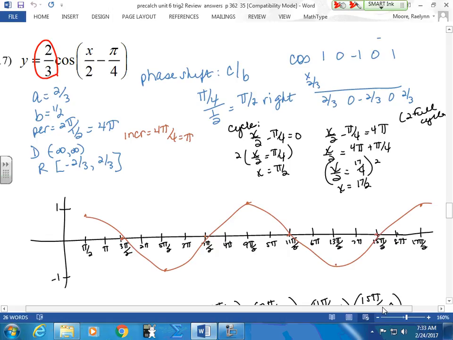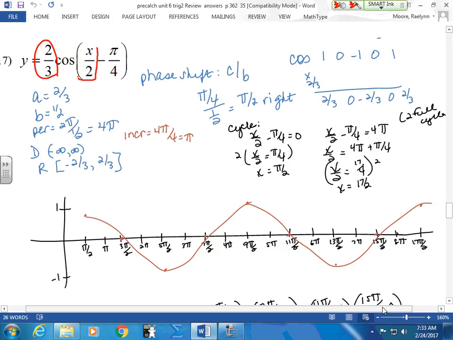Vertical shrink. It's a fraction, but the numerator is smaller than the denominator. It is less than 1. So if I multiply something less than 1, I get less. I shrink. So this is a vertical shrink by a factor of 2/3.